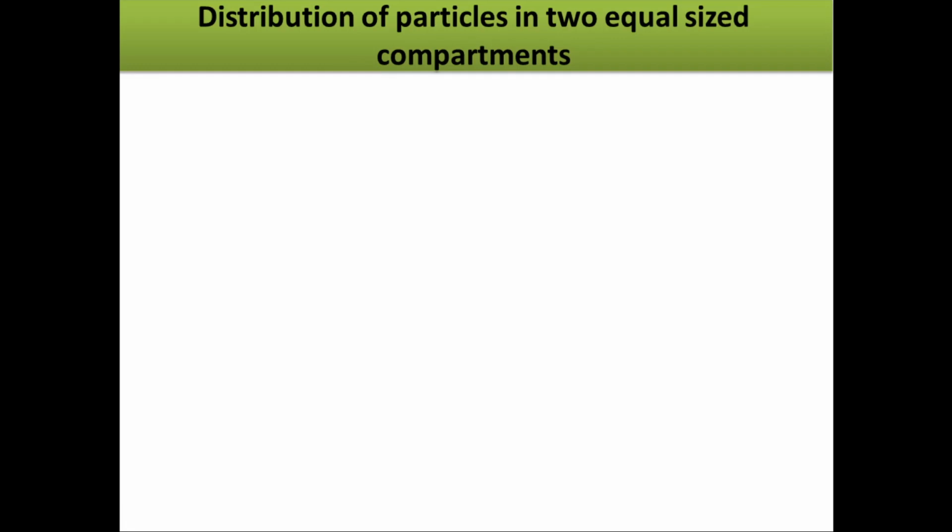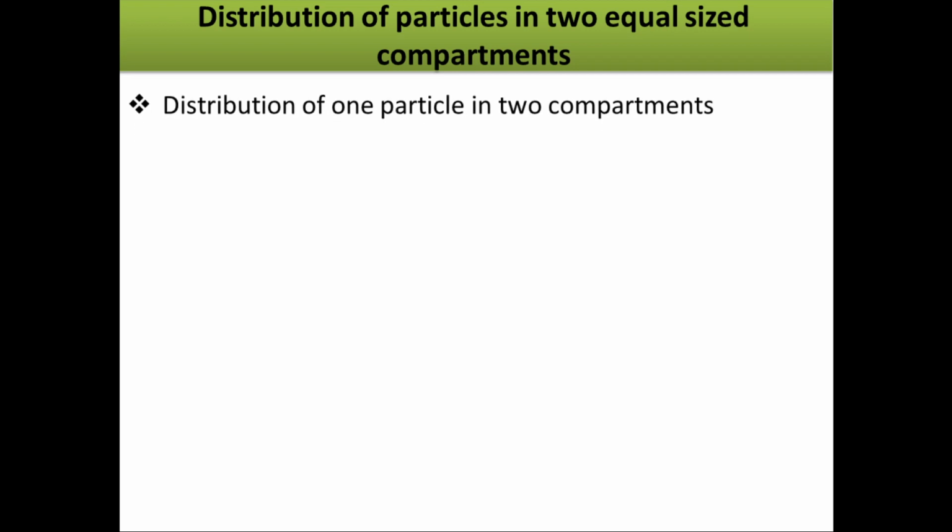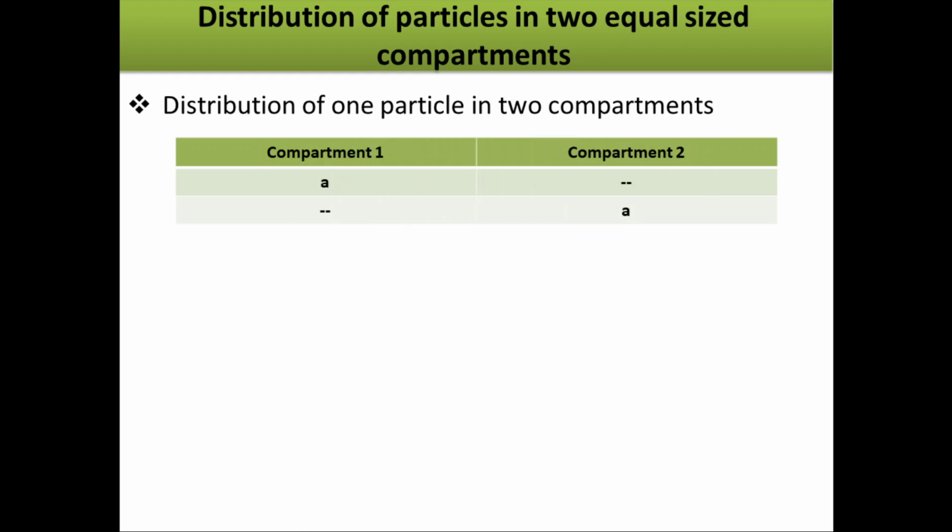In today's lecture, we will discuss the distribution of particles in two equal sized compartments. First is the distribution of one particle in two compartments. Suppose an open box is divided into two equal sized compartments by means of a partition, as shown in the table.